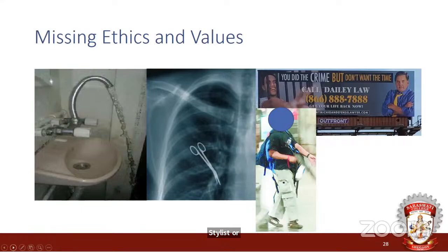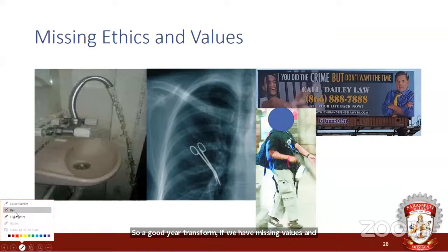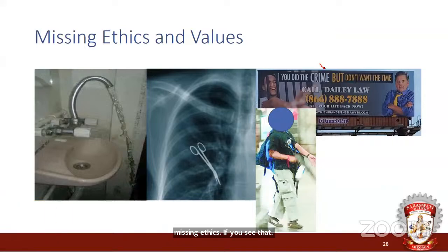So if this does not transform, and if we have missing values and missing ethics, if you see the ad here, don't you think this is just an example of missing values? The person has knowledge of the law, but what for is he or she using that? He did the crime, but doesn't want the consequences.